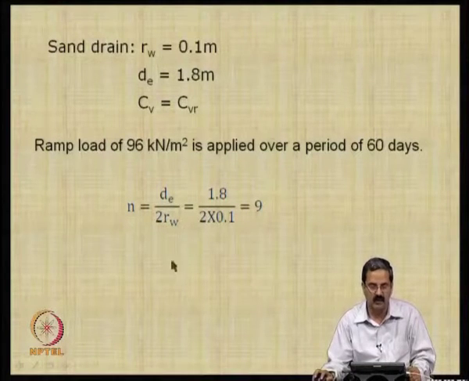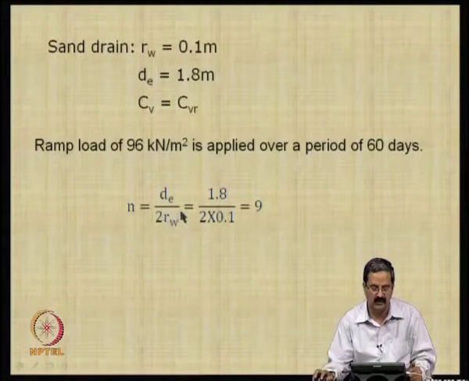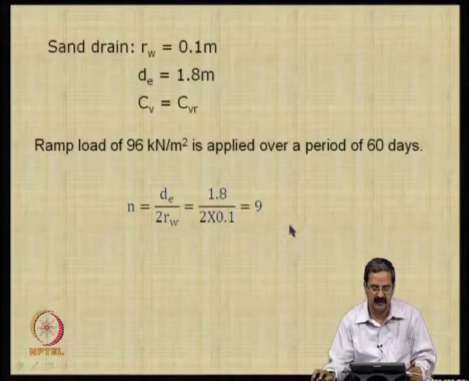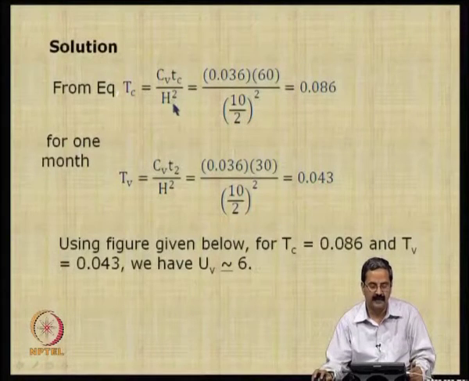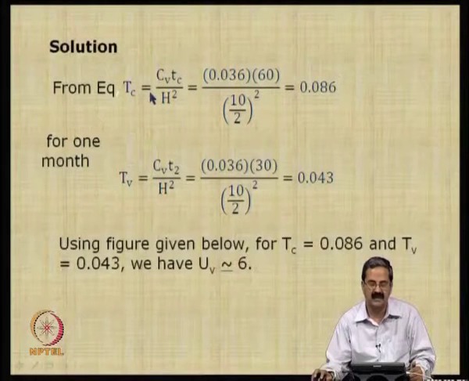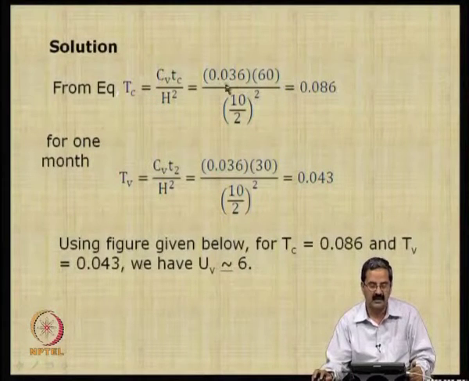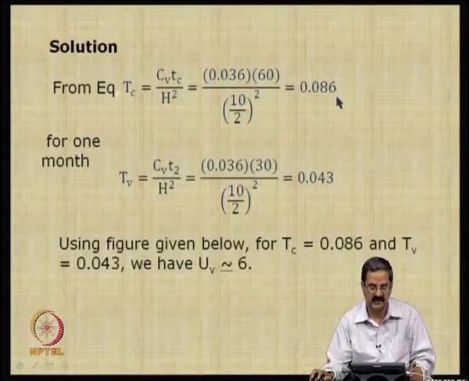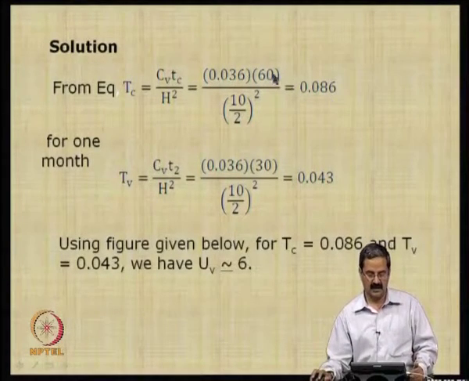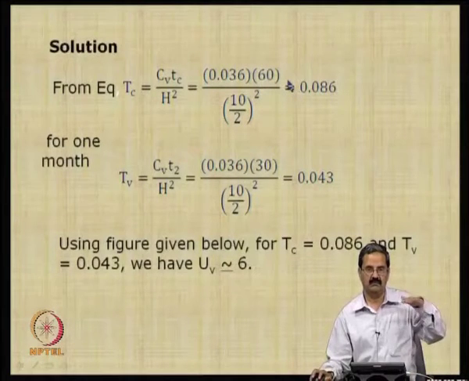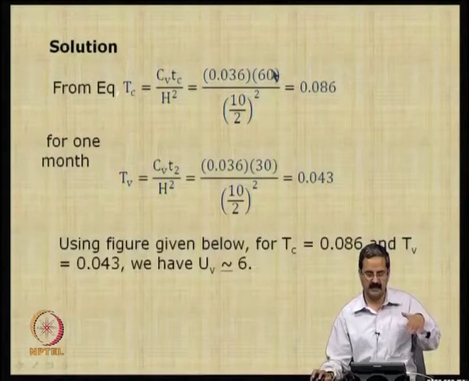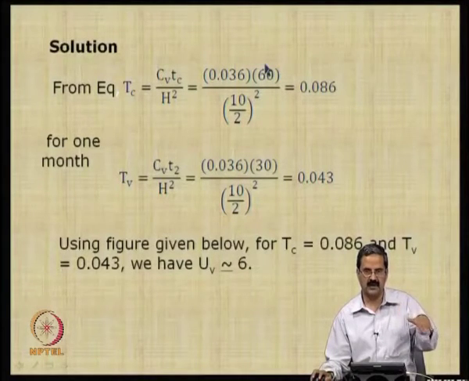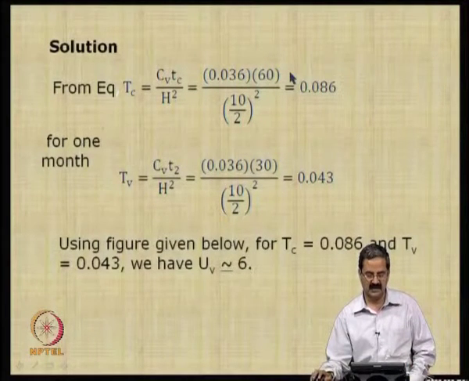In this case we go through the same examples. I will show you n equal to dE by rW, so this number is 9. Then we calculate the time factor for the 60 days we have applied, with double drainage, and these coefficients. TC is 0.086, this factor which corresponds to the full load, the top of the ramp load, once you complete that loading, it is about 60 days as I just mentioned.